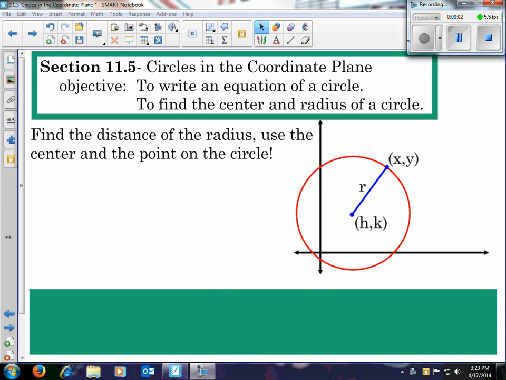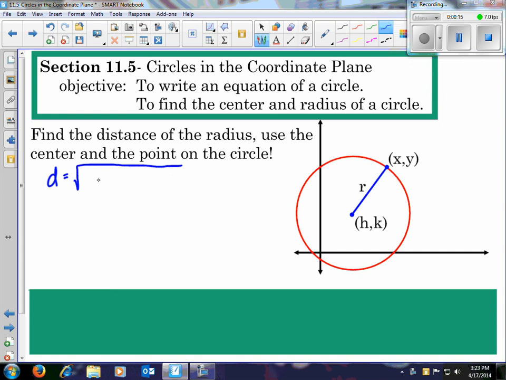Alright guys, this is section 11.5, circles in the coordinate plane. Now the first thing I want to do is review one thing, which is the distance formula. So if we talk about the distance formula, we should know that distance is equal to the square root of x2 minus x1 squared plus y2 minus y1 squared. This is something that we should already know.